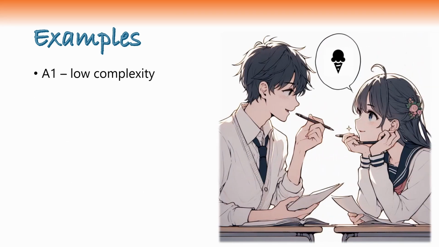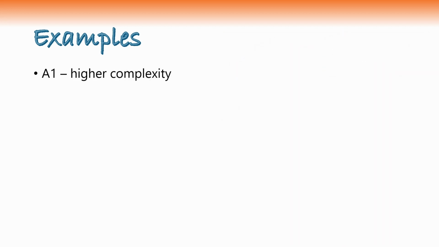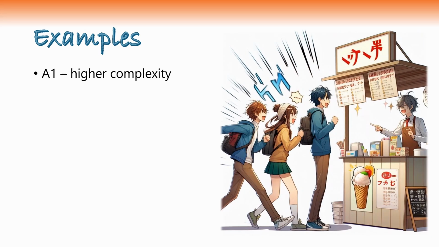In a course teaching A1 level language, we could have a scenario about buying ice cream. In a simple or low complexity design, we could have two interactors, the vendor and the customer, and they could practice the phrases needed for greeting each other, ordering ice cream, paying for the order, etc. Staying on the same level of linguistic challenge, A1, but increasing the complexity, we could have four interactors, the vendor and three customers, for example.